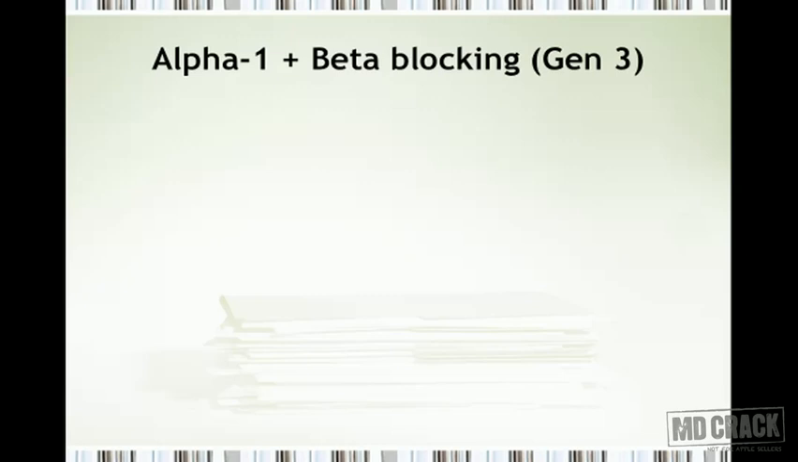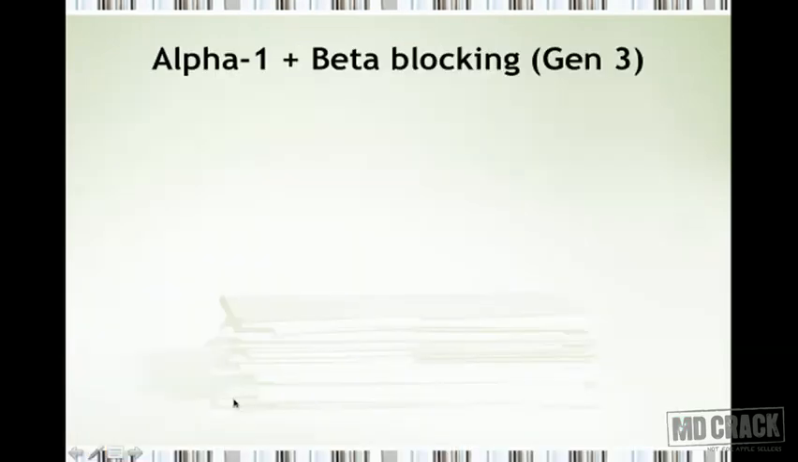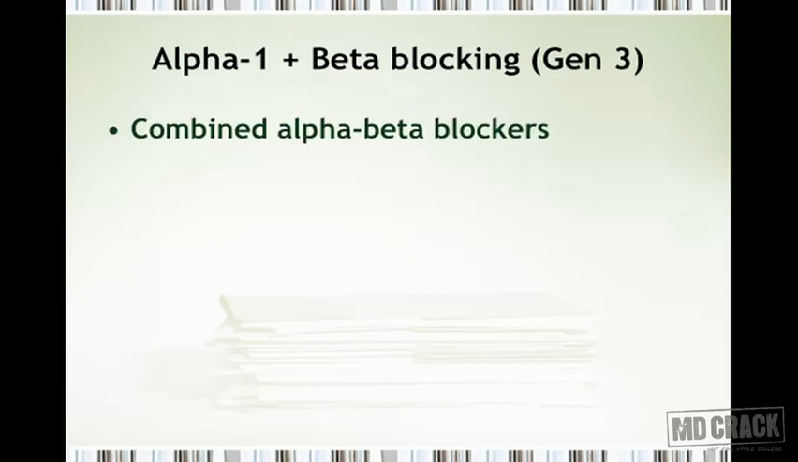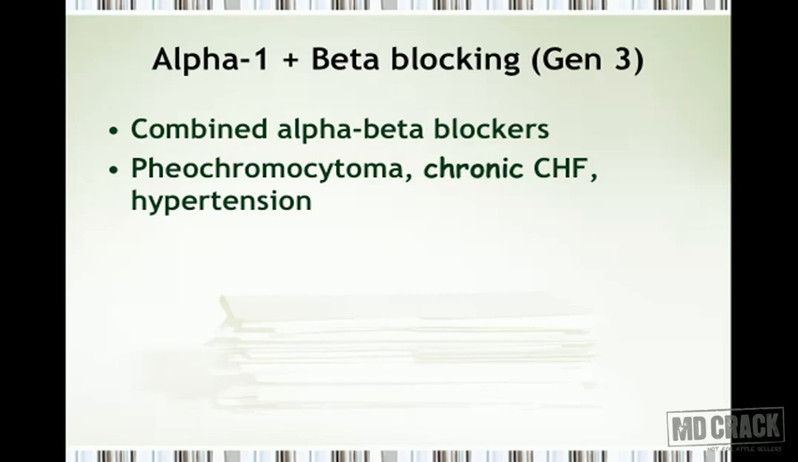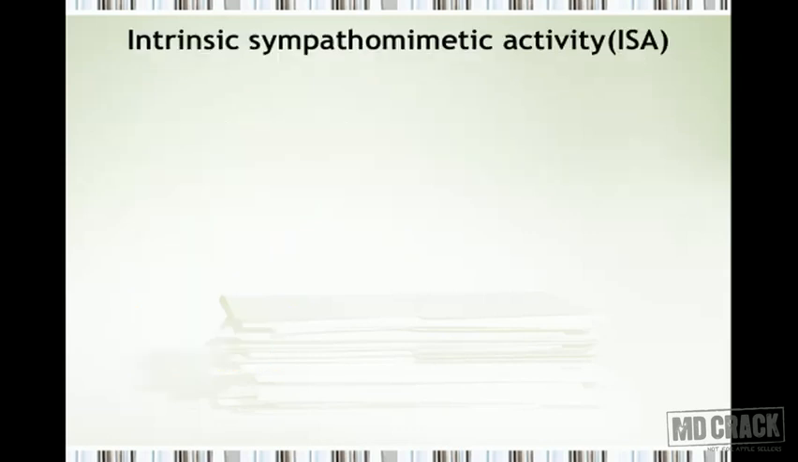The combined alpha-beta blocking agents, which have been shown in italics here, are also these days called generation 3 beta blockers. They are combined alpha-beta blockers and will be useful when you want to block both the receptors, like in situations of pheochromocytoma, chronic congestive heart failure, and in the management of hypertension. Once again, to revise, the examples are labetalol, carvedilol, medroxalol, and bucindolol.